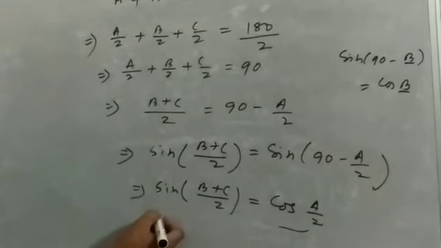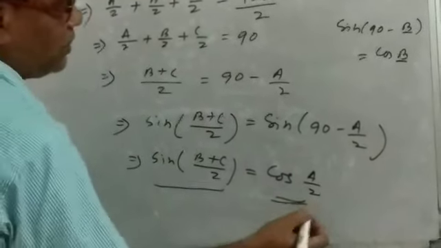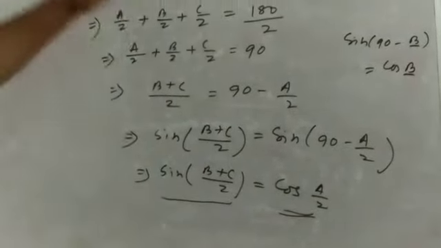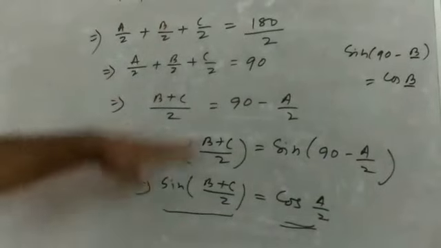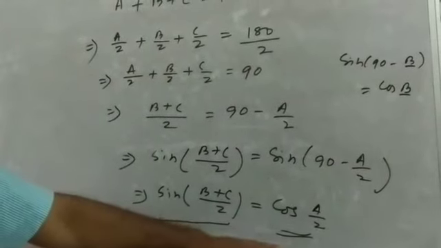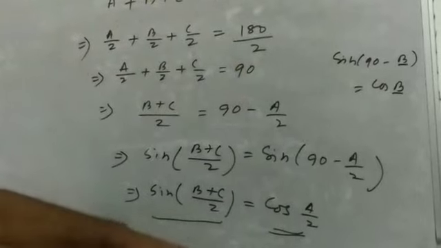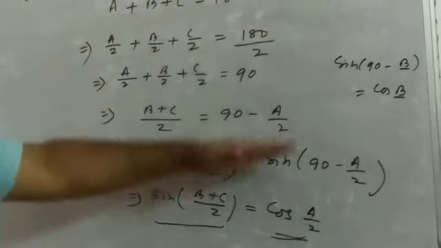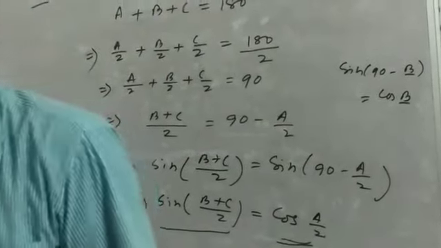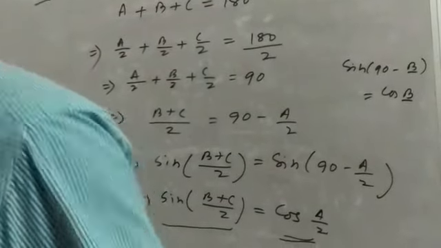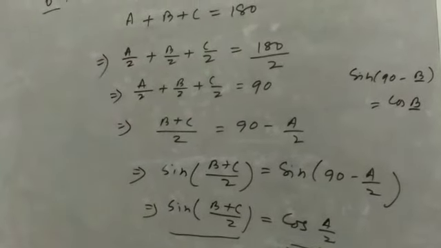So we have proved that sine of (B plus C) by 2 is equal to cos A by 2. Is that clear? Question number 6 is very important and easy also. By another method also we can prove it. You try to prove this by another method also. So number 6 is finished. Then number 7.